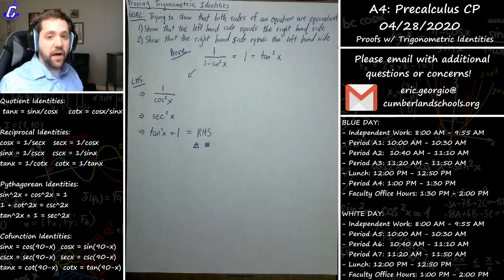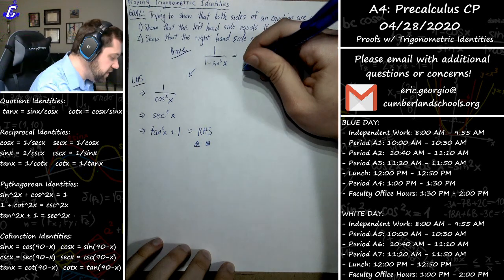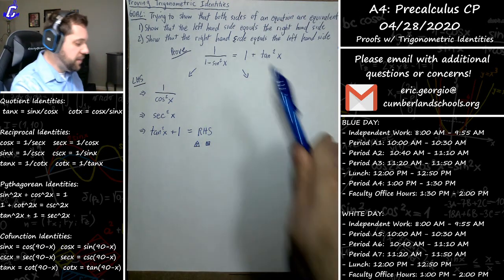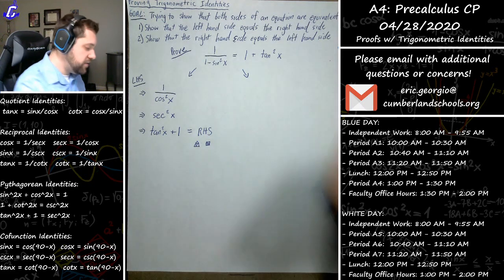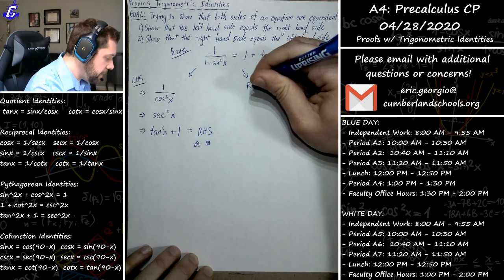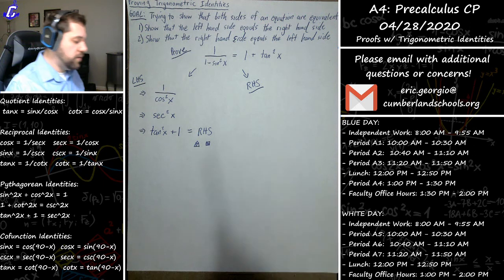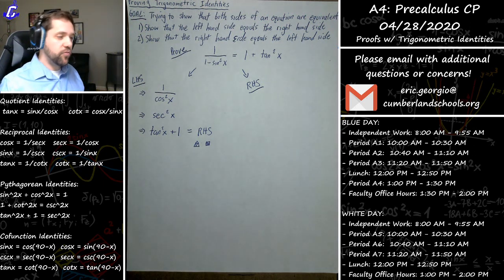All right? Now, instead of starting on the left and working with the left, you could have actually done this problem by starting on the right and manipulating this to make it look like this. I'll show you what that looks like as well. Okay? So, little abbreviation of RHS, standing for right-hand side.